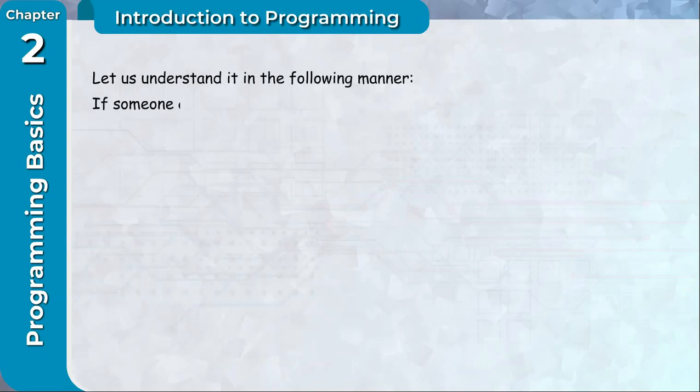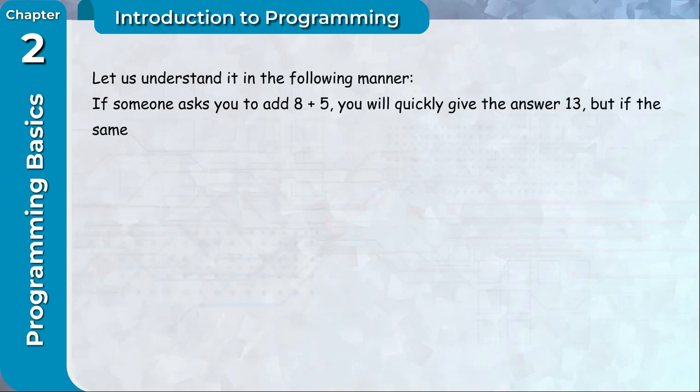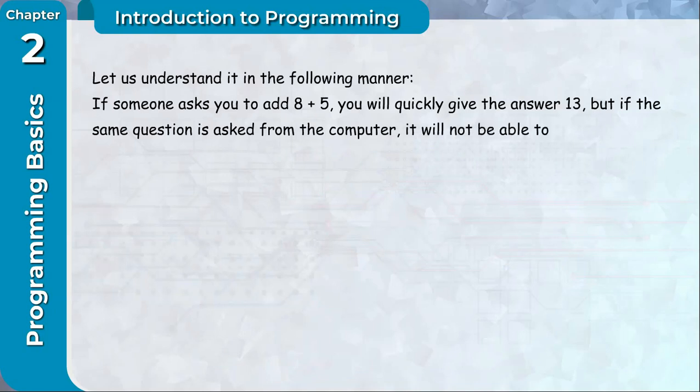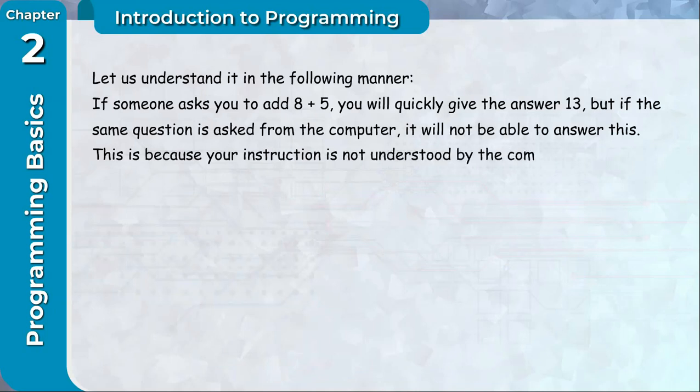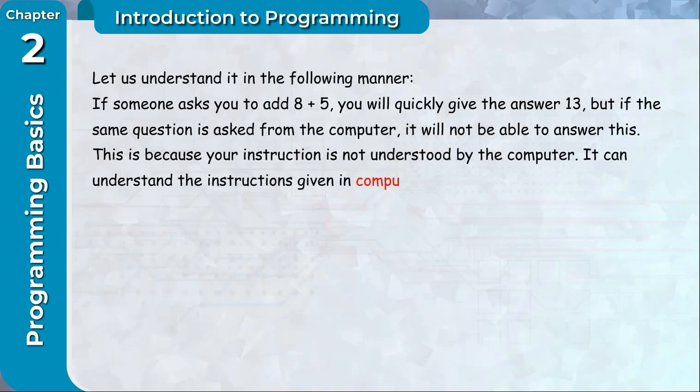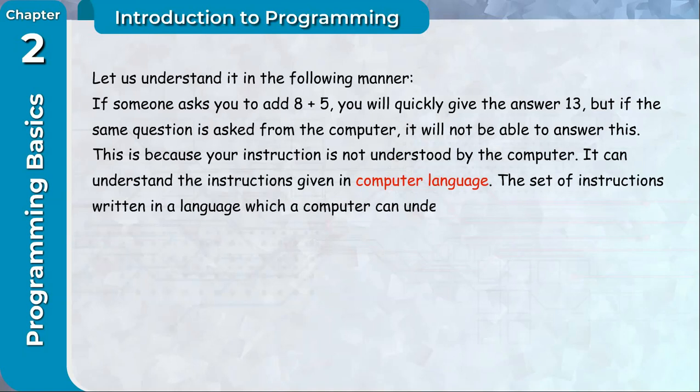If someone asks you to add 8 plus 5, you will quickly give the answer 13. But if the same question is asked of the computer, it will not be able to answer this. This is because your instruction is not understood by the computer. It can understand the instructions given in computer language. The set of instructions written in a language which a computer can understand is called a program.